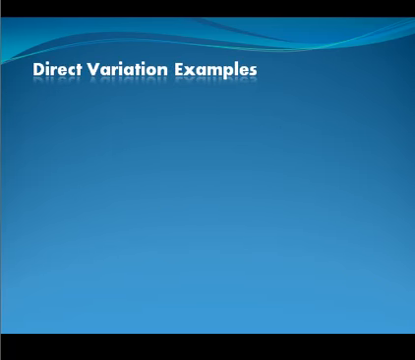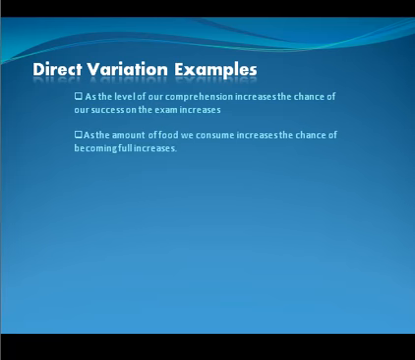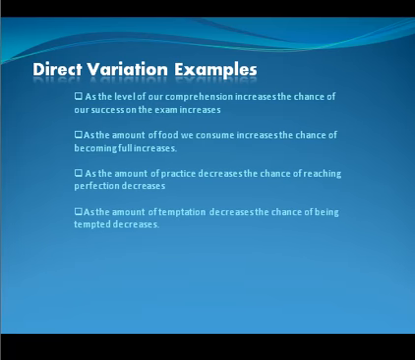Here are some examples of direct variation. As the level of our comprehension increases, the chance of our success on the exam also increases. As the amount of food we consume increases, the chance of becoming full increases. As the amount of practice decreases, the chance of reaching perfection also decreases. And as the amount of temptation decreases, the chance of being tempted decreases.